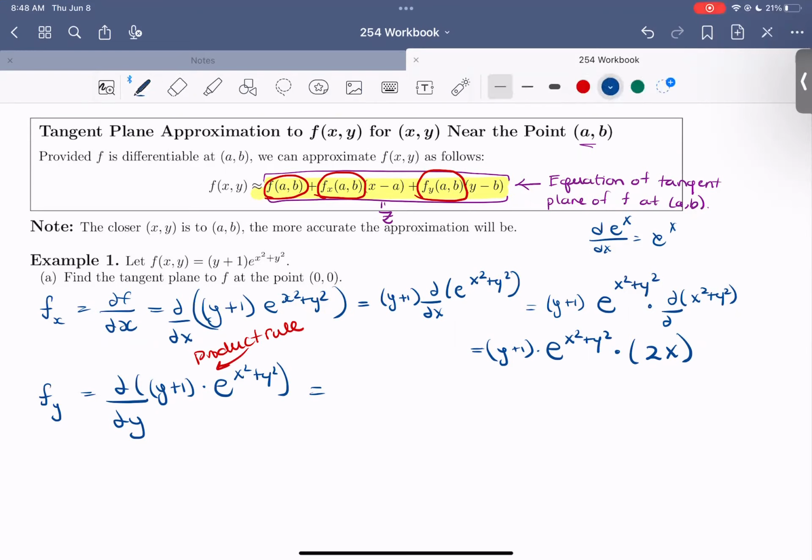So first we can take the derivative of the first. So I'm going to go ahead and write this out just so you see all the details. Derivative of y plus 1 with respect to y times the second, e to the x squared plus y squared, plus the first, y plus 1, times the derivative of the second.